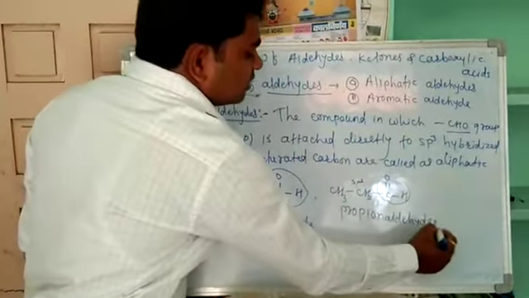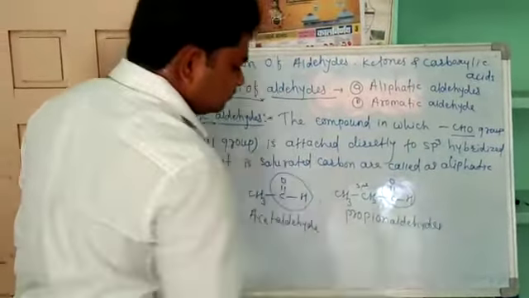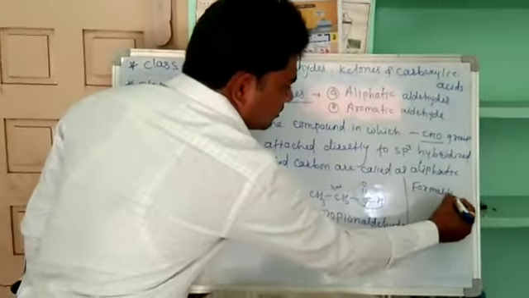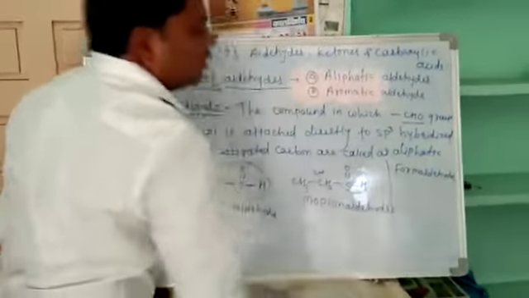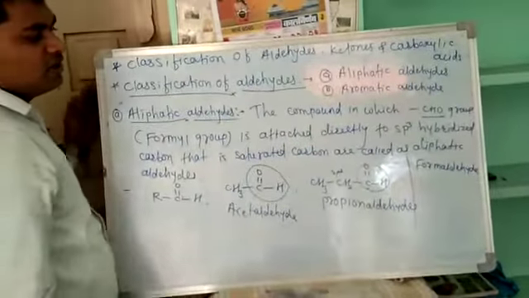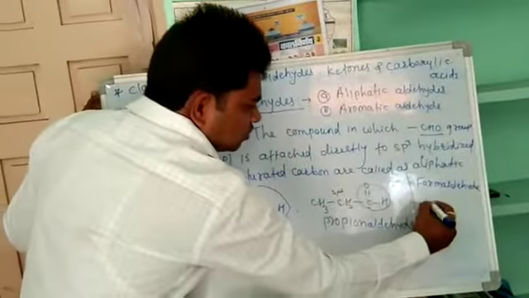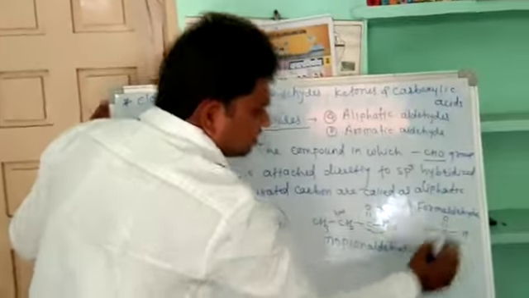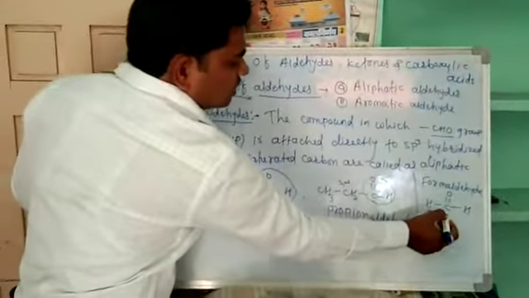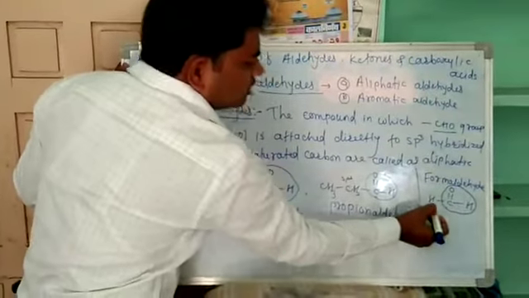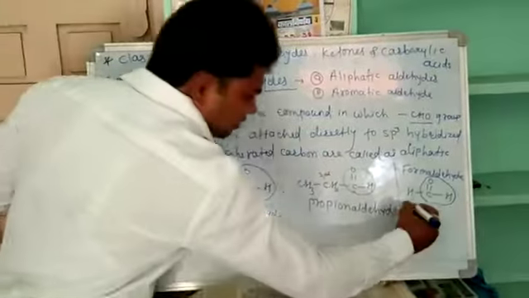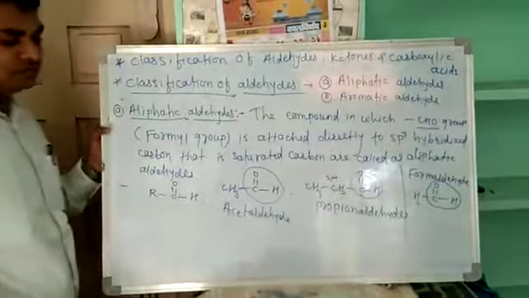Lot of examples are there. One exception is there, that is formaldehyde. Why formaldehyde? Because in formaldehyde, the CHO group, that is the formyl group, is not attached to an sp3 hybridized carbon atom. It is attached to hydrogen. This is the formyl group and this is hydrogen. This is the exception, that is formaldehyde.